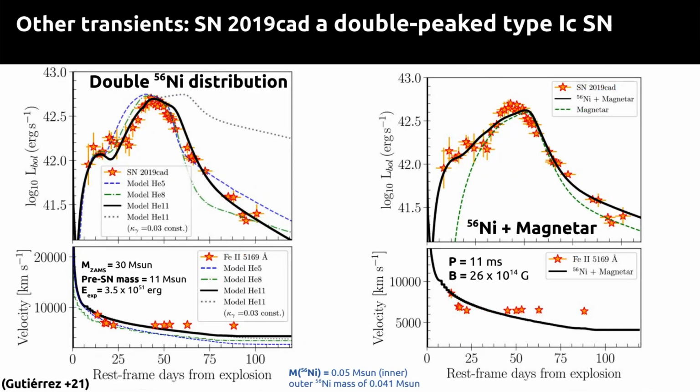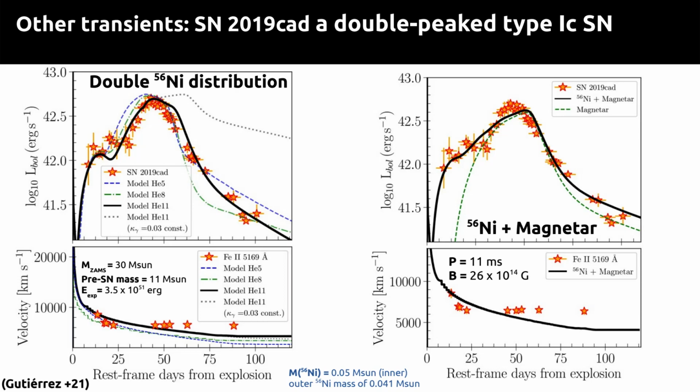All these observations were with NOT, but the good thing is that we have a very nice coverage, and we also work with people working in modeling. So for this object, we work with two different possibilities. One is a double nickel distribution. So basically you have the nickel in the center that powers the main peak, and some shell of nickel on the surface that basically powers the first peak.